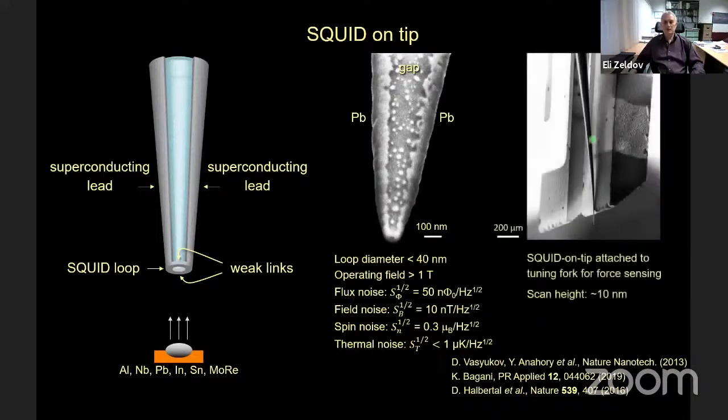We attach these SQUIDs to a quartz tuning fork, and we use the tuning fork for force sensing, which allows us to scan very close to the surface, at a typical height of a few tens of nanometers above the surface. We also take advantage of the fact that we can oscillate this tuning fork, which means that we can oscillate the tip parallel to the surface with a controllable amplitude of several nanometers. This will become important for our talk today.